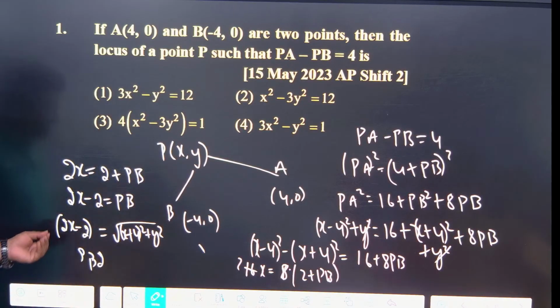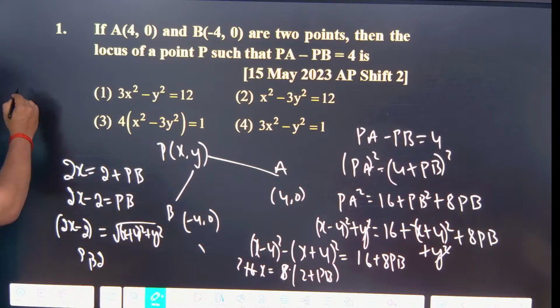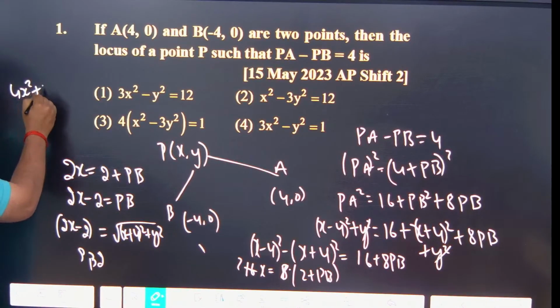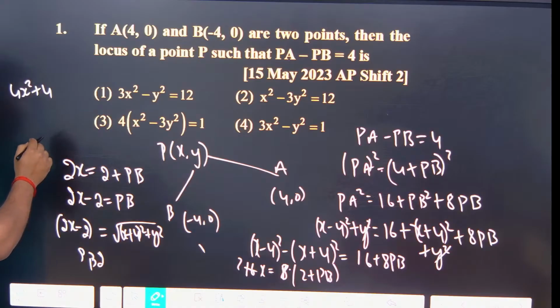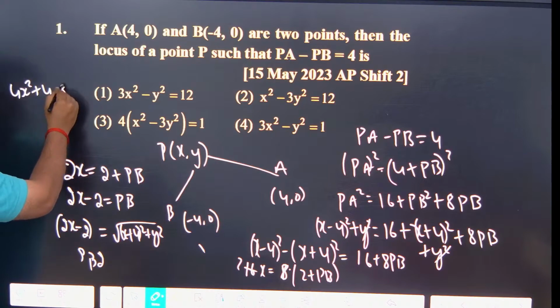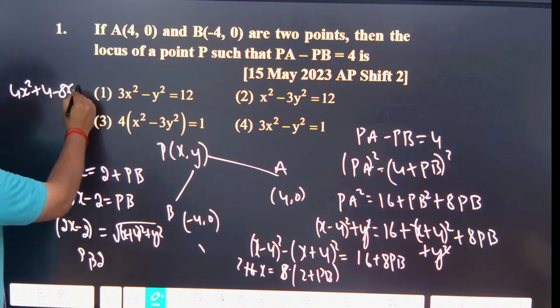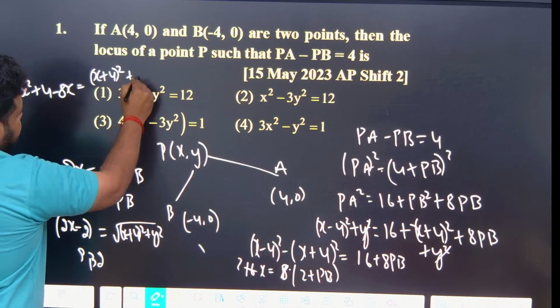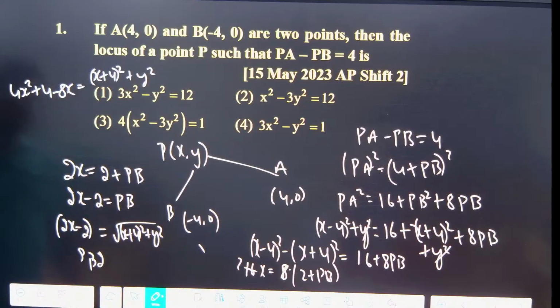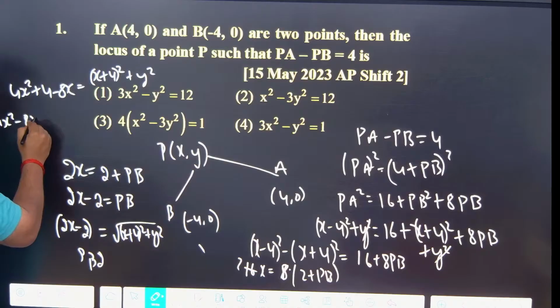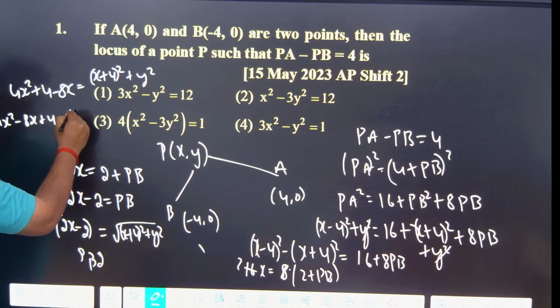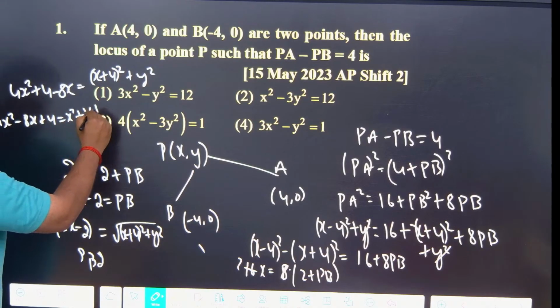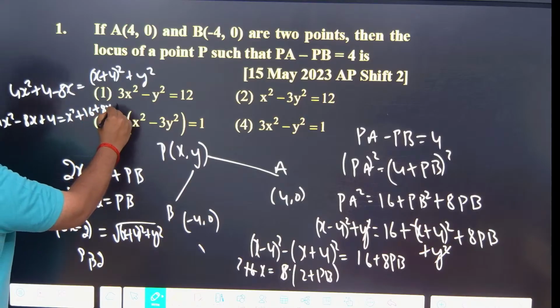If I square on both sides, this is a minus b whole square formula, that will be 4x square plus 4 minus 8x, correct na? 2 2s are 4, 4 2s are 8, minus 8x is equal to x plus 4 whole square plus y square. So 4x square minus 8x plus 4 is equal to x square plus 16 plus 8x plus y square.